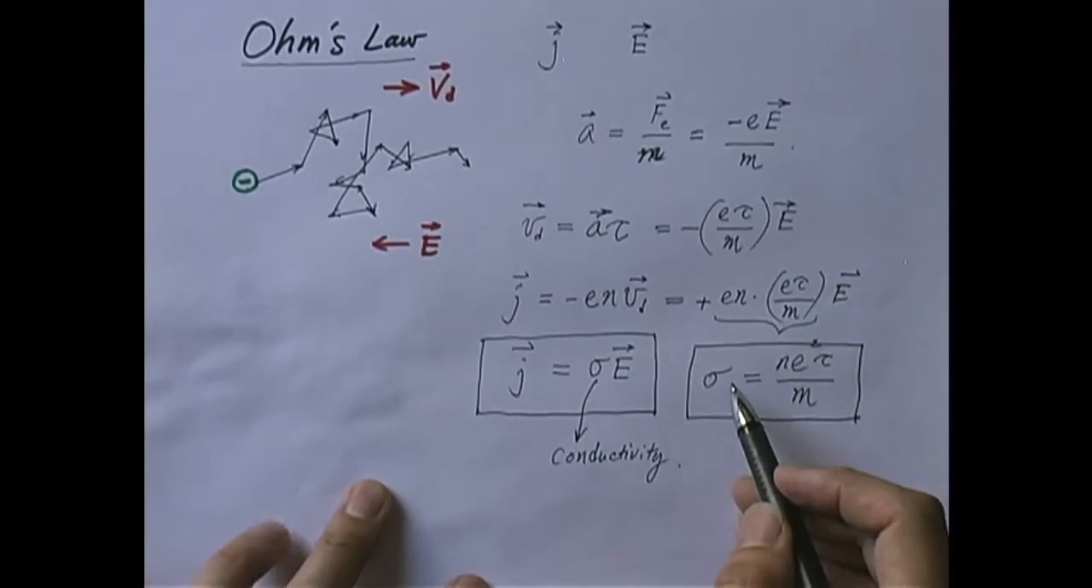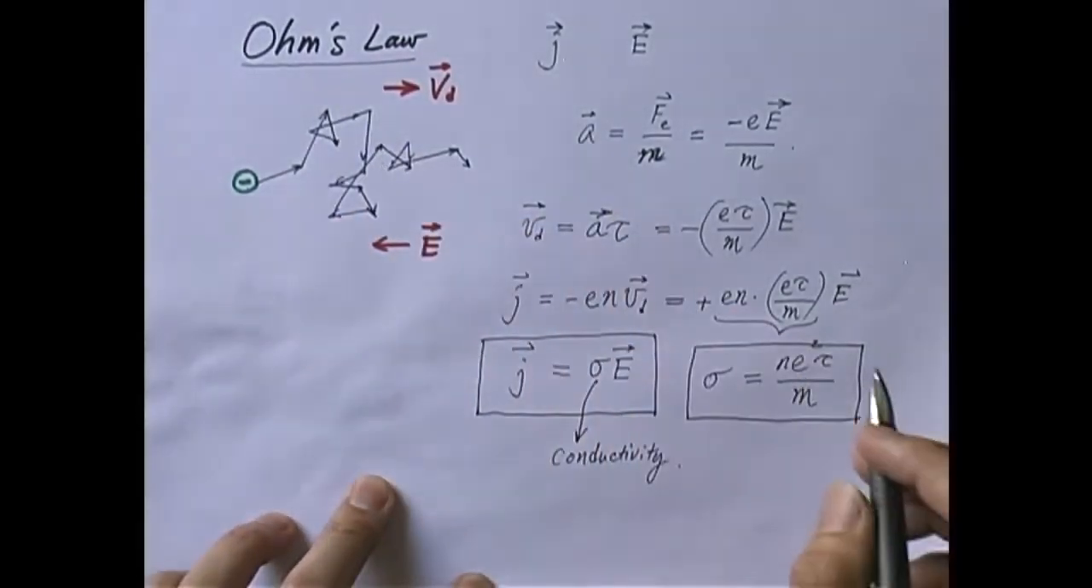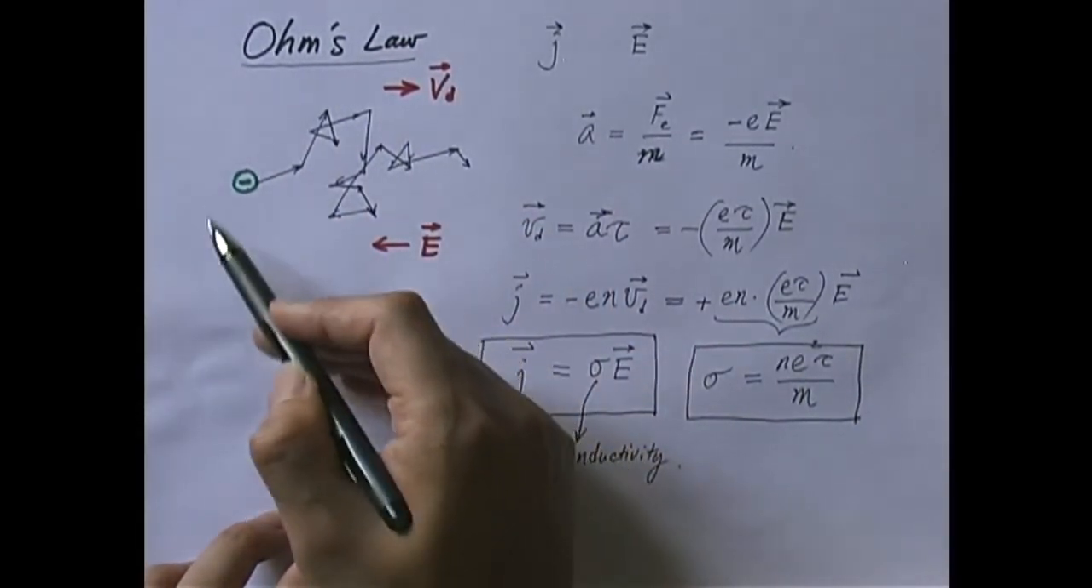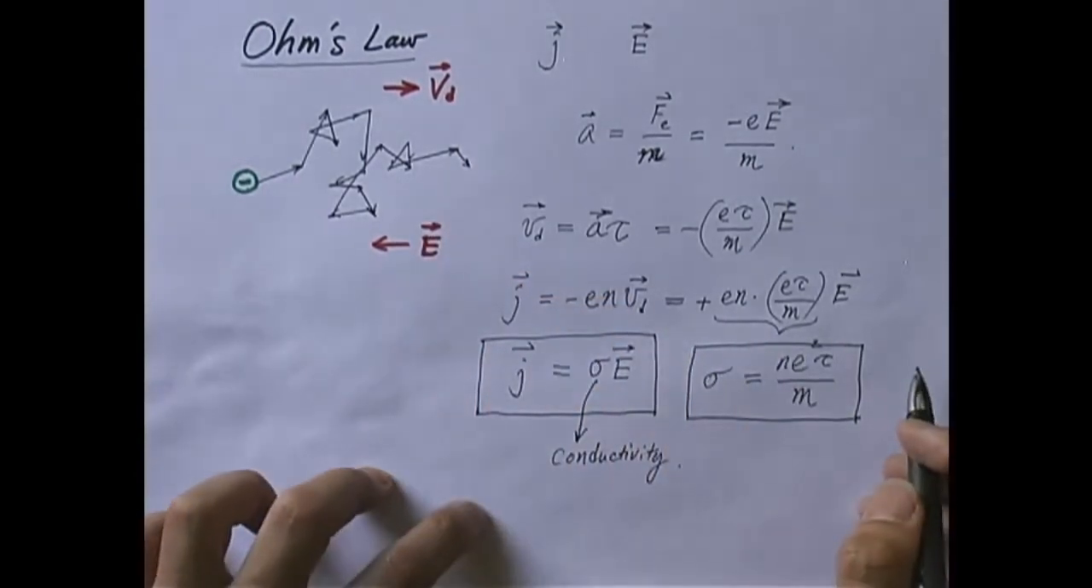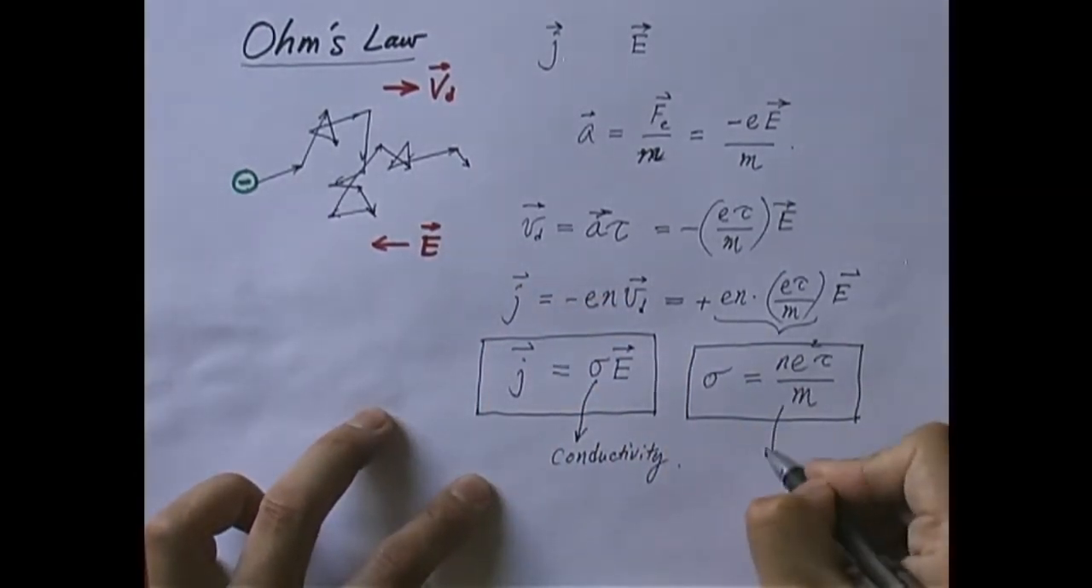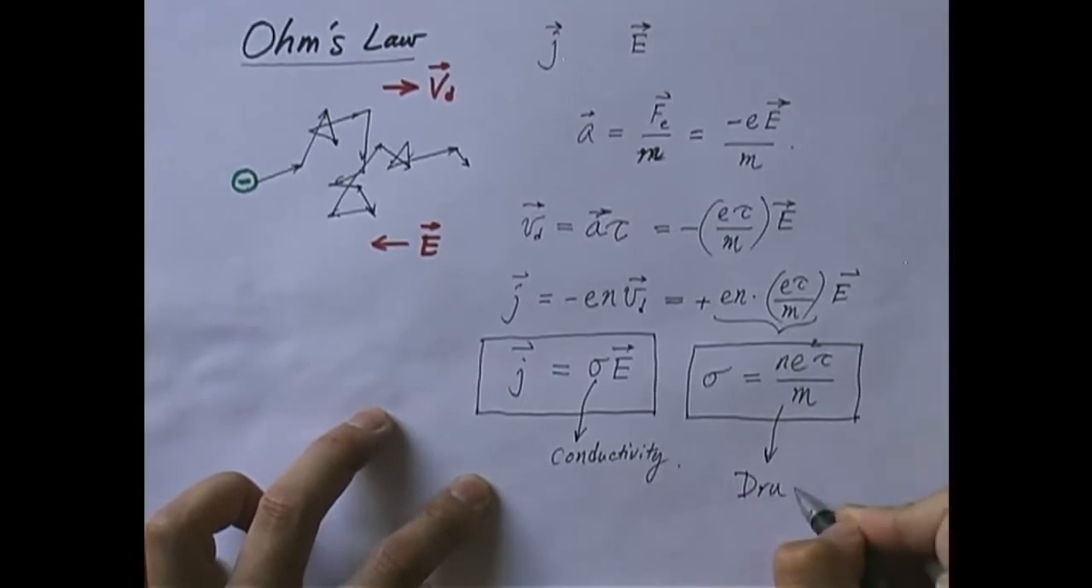Okay, and we derived the expression for sigma. This is based on our understanding microscopically, and this in fact is only a simplified model of what's really going on in a piece of metal, and we have a name for it. We call it Drude's model. It's named after Drude.